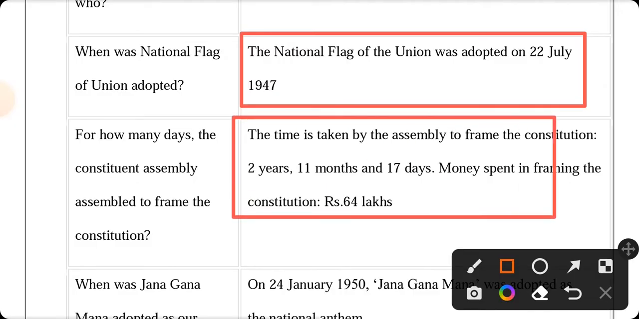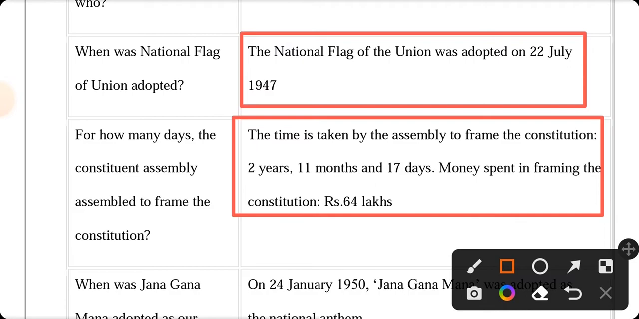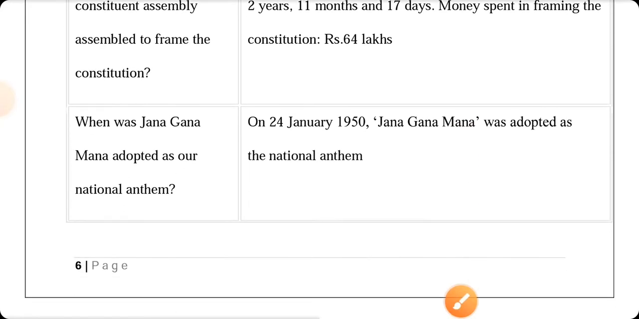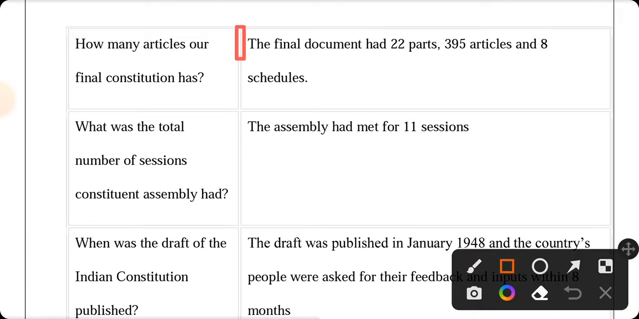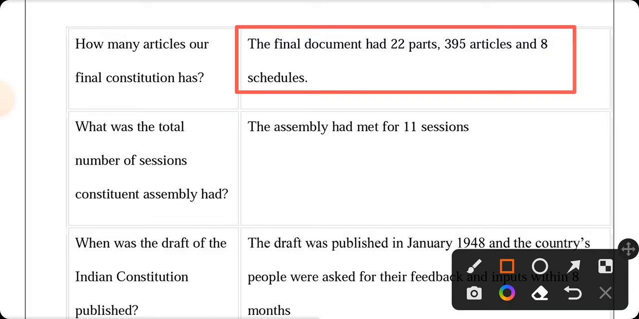The time taken to make the Constitution by the Constituent Assembly is 2 years, 11 months, 17 days. Total money spent in making the Constitution is 64 lakhs. On 24 January 1950, Jana Gana Mana was adopted as the national anthem. In total, in 1950 we had 22 parts, 395 articles and 8 schedules in the Constitution.